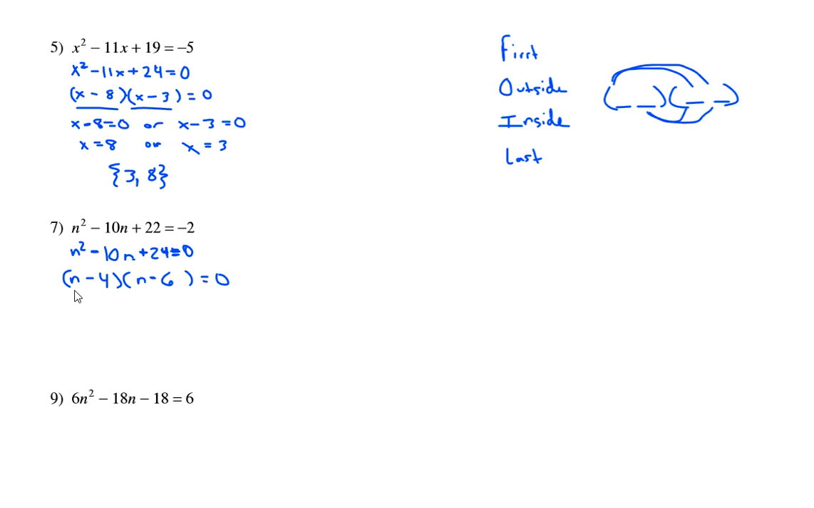All right, so now the zero product property. One of the two factors must equal 0, since their product is 0. When you solve these equations, we get n equals 4 or n equals 6. So my answers are 4 or 6.